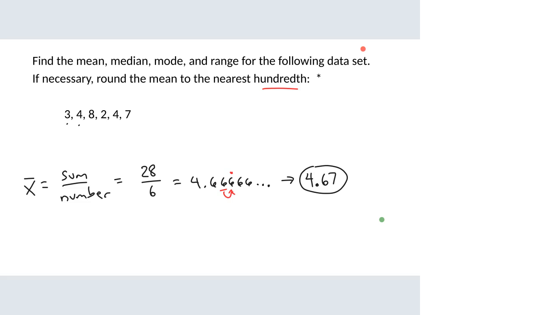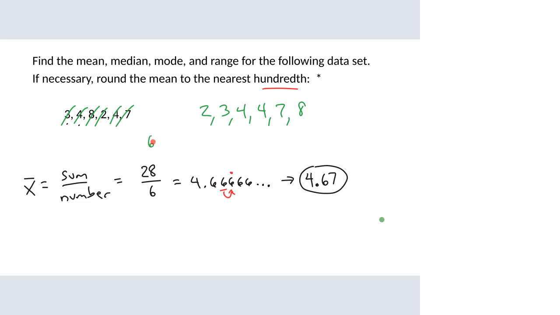Up next, we're going to find the median. And to find the median, I want to write these least to greatest. That's 2, 3, 4, 4, 7, 8. So there's my 6 data points written from least to greatest.